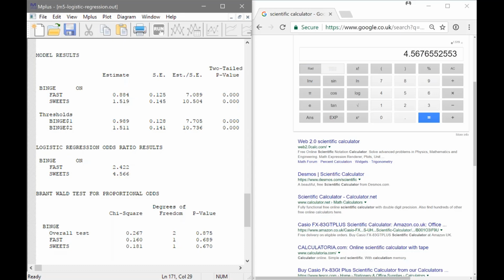This is it. Follow me in the next video to see how to run this as a probit regression instead of a logistic regression.